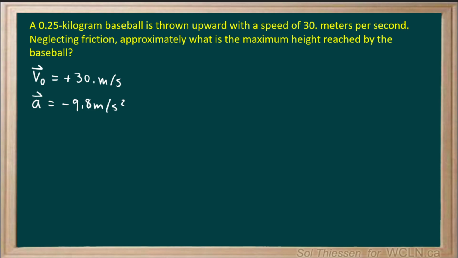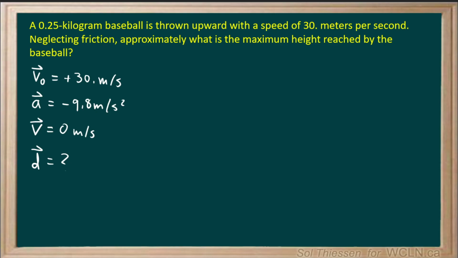We know that the final velocity of the ball at its maximum height is going to be 0 meters per second, since when a ball reaches its maximum height after being thrown upwards, it will have a 0 meter per second velocity before that velocity begins to change downwards as the ball falls back to Earth's surface. And we want to know the displacement of the ball at this maximum height.